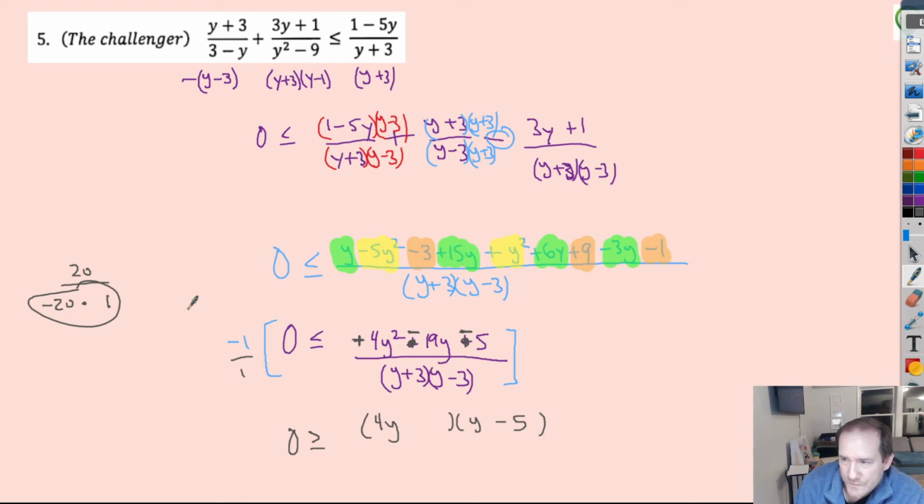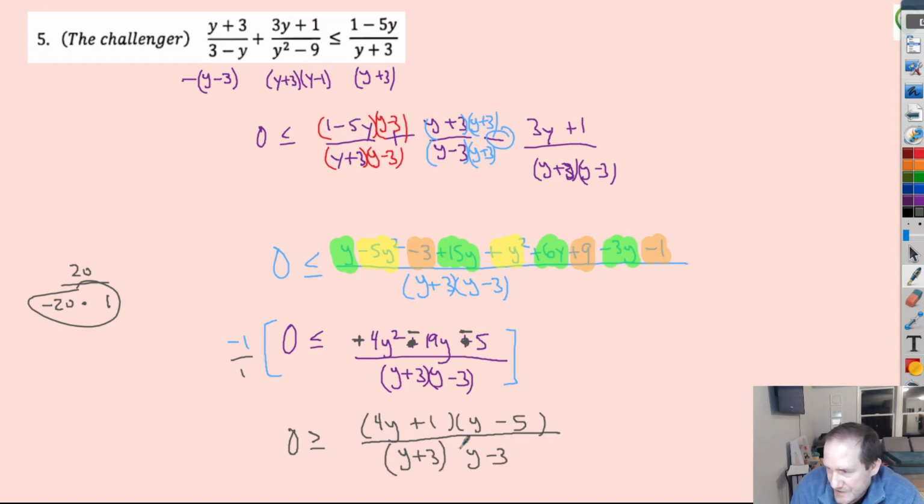If you want 1y, then you'll just let your inner product be positive 1, and then 1 times y will be 1y. So there's my factored form. The negative's gone because we multiplied through by it and flipped the sign, so that's all good. Then in the denominator we've got a y plus 3 and a y minus 3.